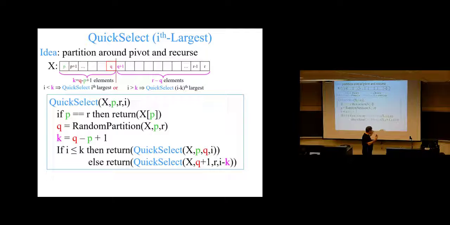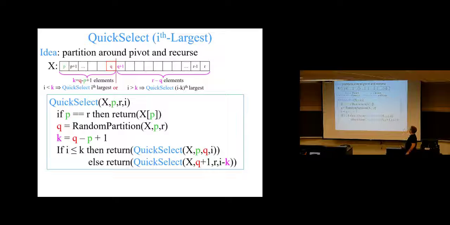Okay, so now the partition just splits the array around this pivot element. Which pivot element? The one that we pick randomly. Doesn't matter which one in each case. And here are the two cases. If I is less than K, we're looking for the ith largest, and there's K elements here, and K is bigger than I. That means the ith largest we're looking for is in the first portion of the array. So we recurse on the first portion. We recurse on the array X from P to Q, and we're looking for the ith largest.